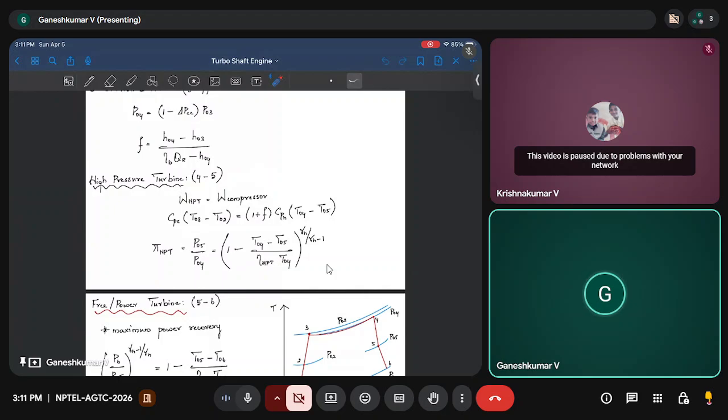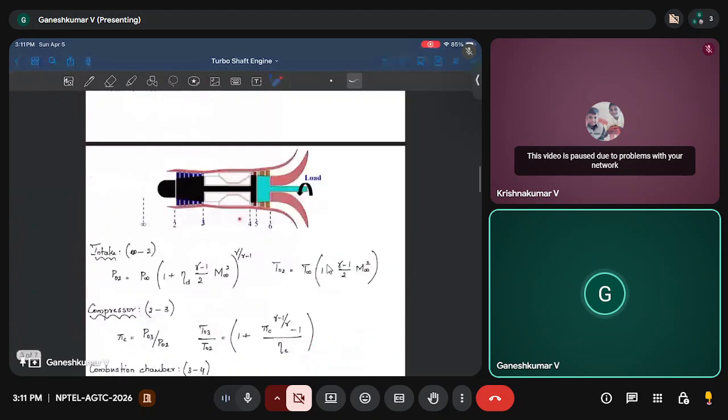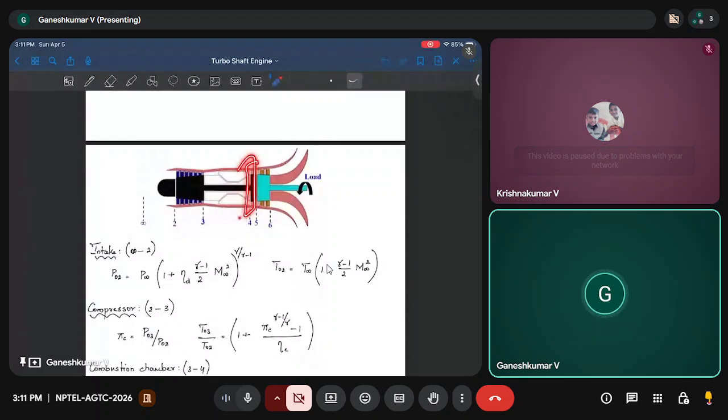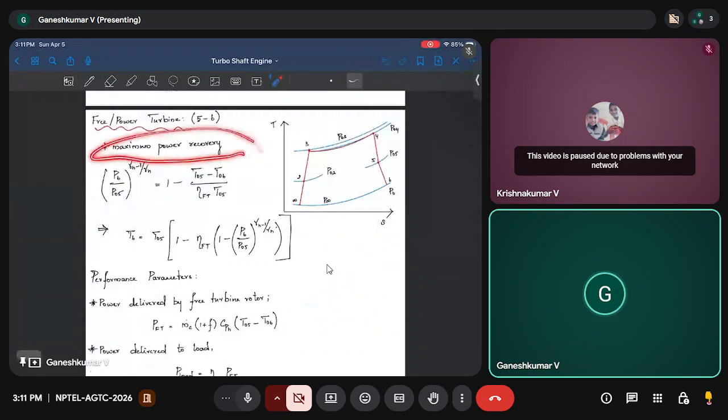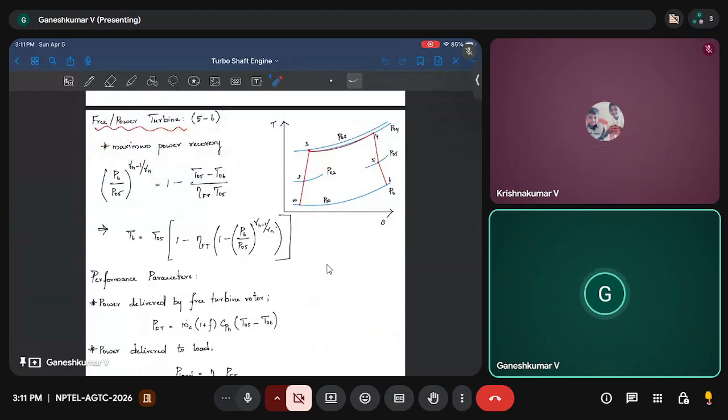You can see that there's only one compressor, and you have two turbines. One is the HP turbine, another is the free turbine. The HP turbine runs the compressor, and equating the work will give you the pressure and temperature. And for the free turbine, you can assume maximum power recovery. For maximum power, you can expand it from 5 to 6, to the atmosphere, P infinity. Okay. And for this expansion, again, it's a turbine.